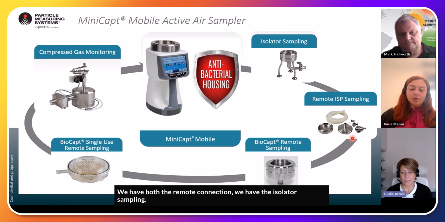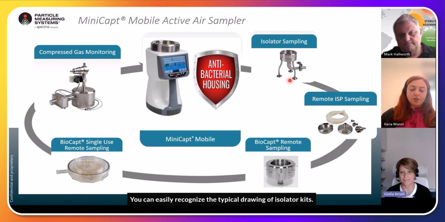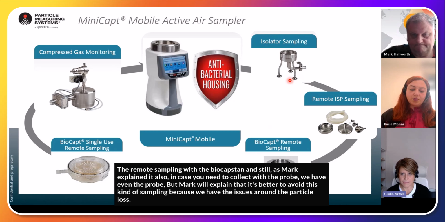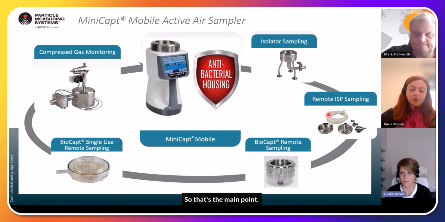We have both the remote connection and the isolator sampling. You can easily recognize the typical drawing of isolator kits. The remote sampling with the BioCapt stainless steel, as Mark explained, also in case you need to collect with a probe. We have even the probe, but Mark well explained that it's better to avoid this kind of sampling because we have the issues around the particle loss. So that's the main point.